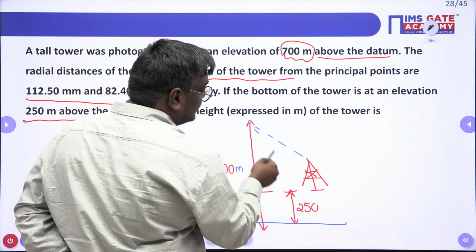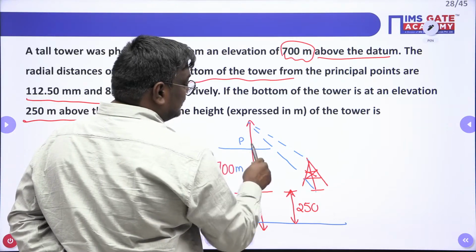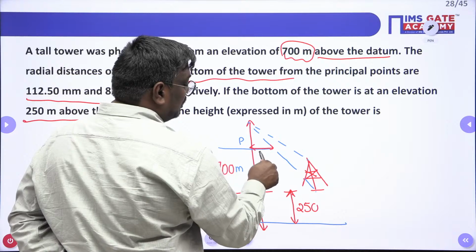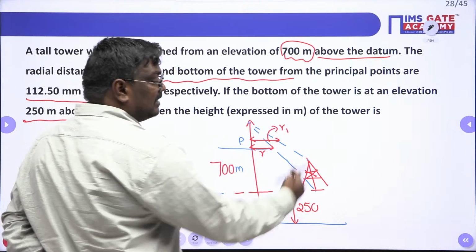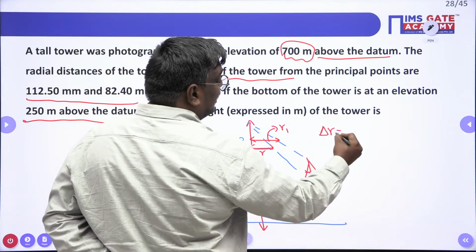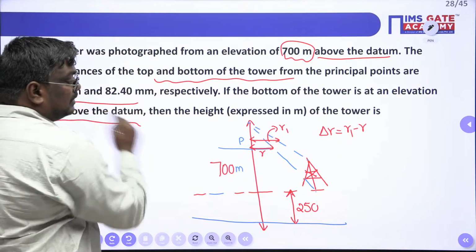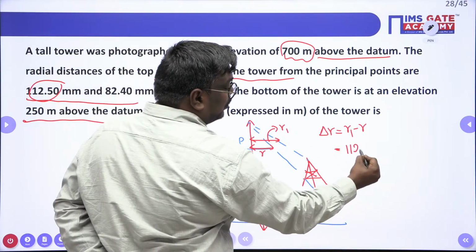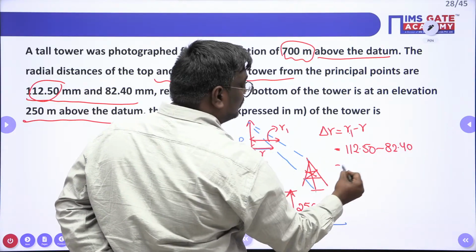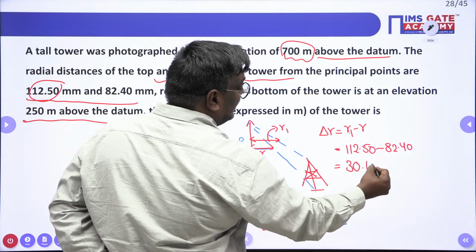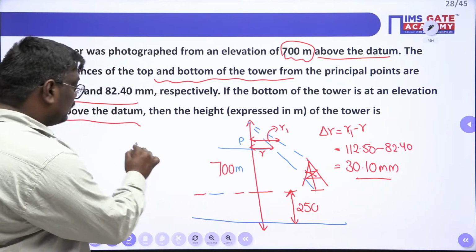So he is giving the distance to the top and bottom. If I consider this as a principal point, this is the distance to the bottom, R, and this is the distance to the top, R1. So what is relief displacement? I told you, my dear students, relief displacement is nothing but R1 minus R. Here R1 is the distance to the top, 112.50 mm. R is 82.40 mm. So delta R will be equal to 30.10 mm.